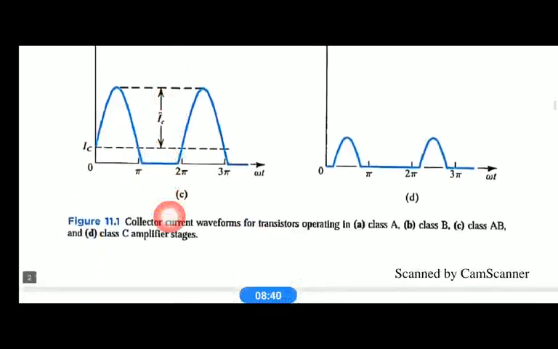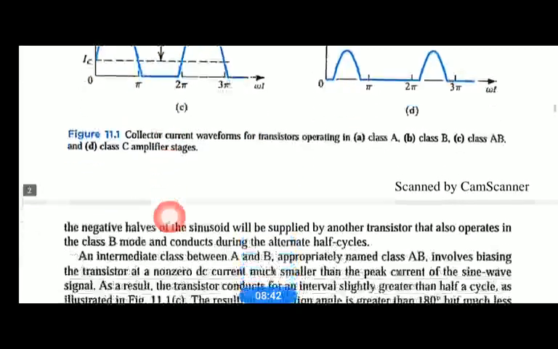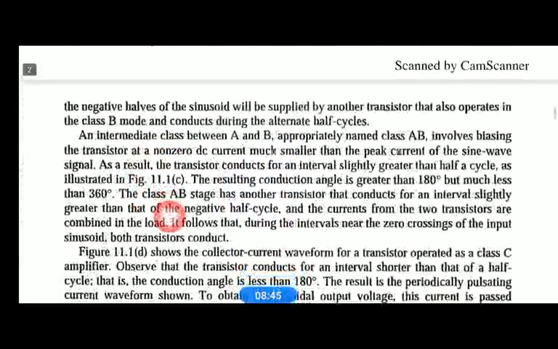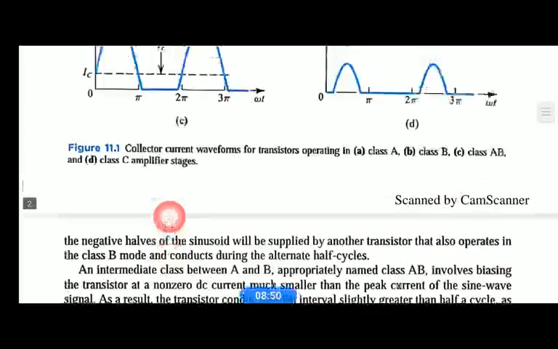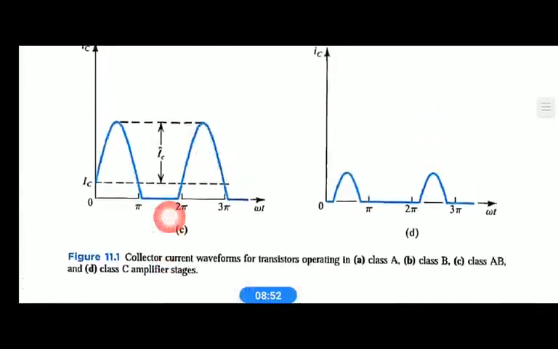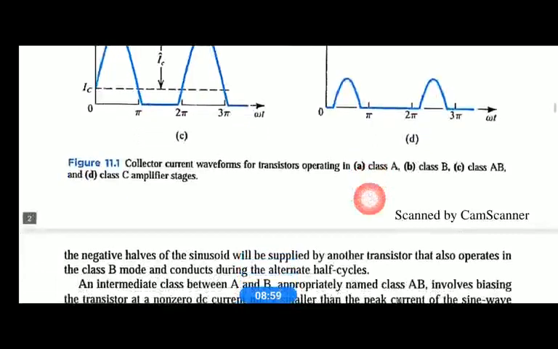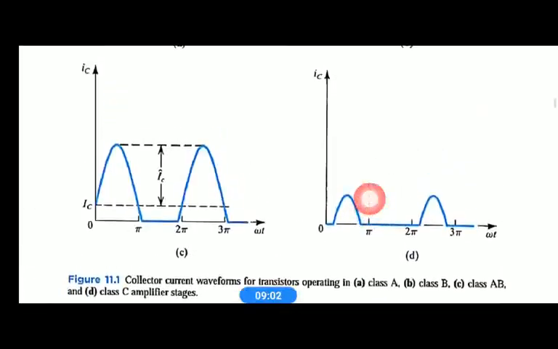Finally we have one more type, which is rarely used, that is class C amplifier. Class C amplifier gives you the output signal which is less than 180 degree. Here it will conduct only for less than 180 degree of input signal, so IC will be there for less than 180 degree. You can see in figure D.